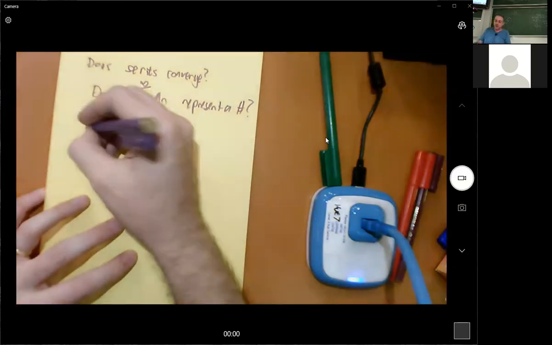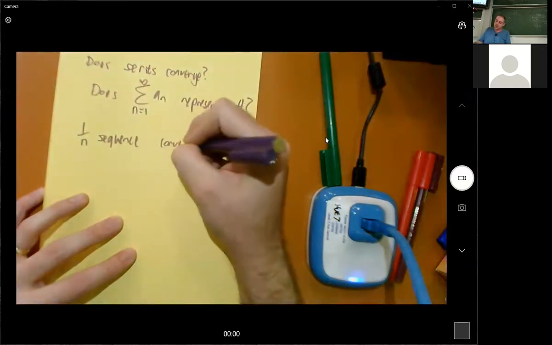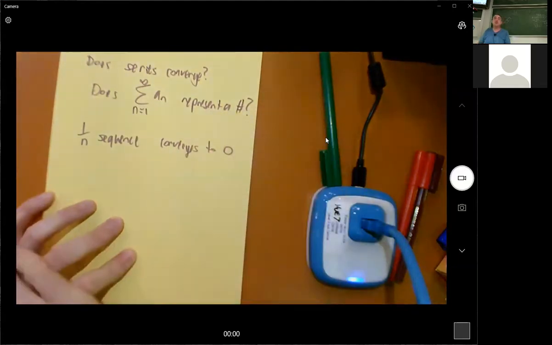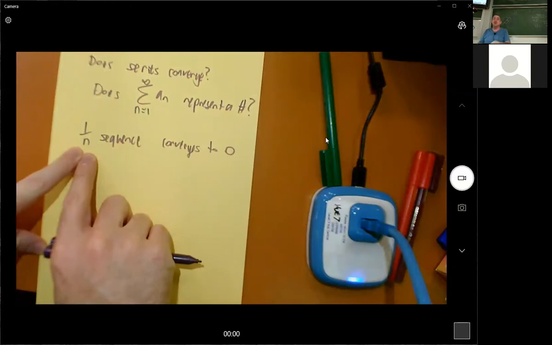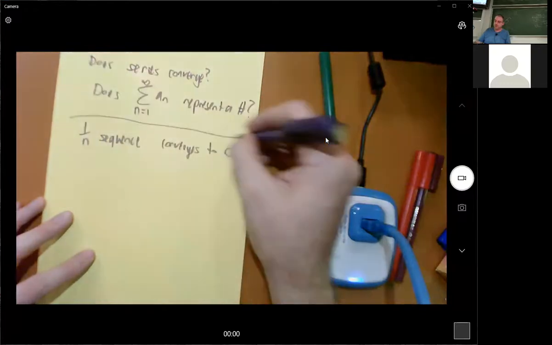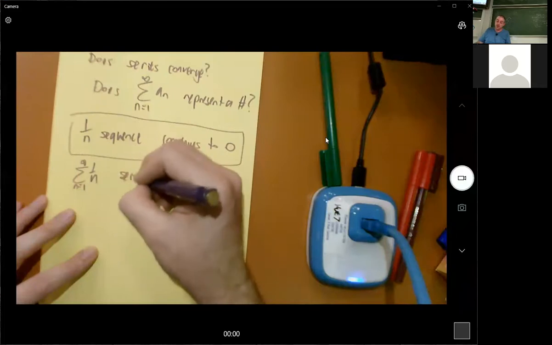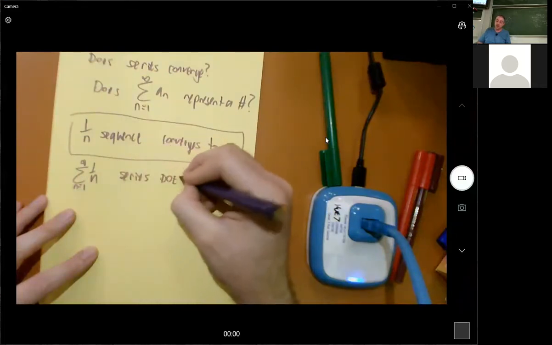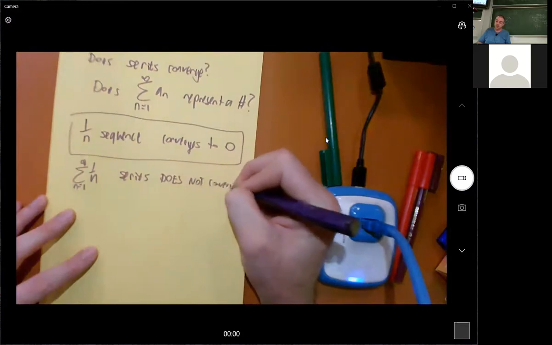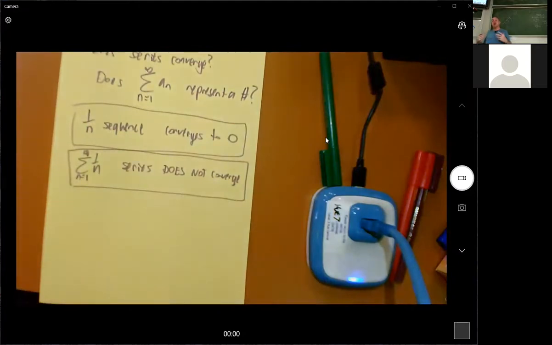So that's the difference between this. 1 over n as a sequence converges to 0, because as n goes to infinity, it gets closer and closer to 0. But the sum of 1 over n from n equals 1 to infinity as a series does not converge. And that's because the running total just keeps getting bigger and bigger, and not in such a way that it gets close to something.